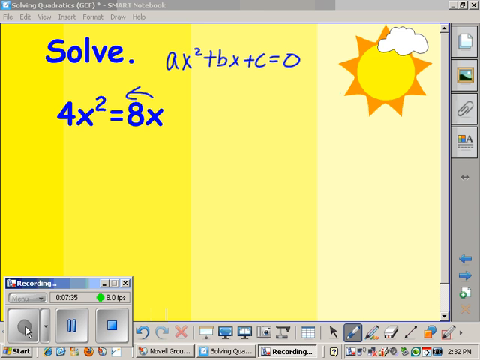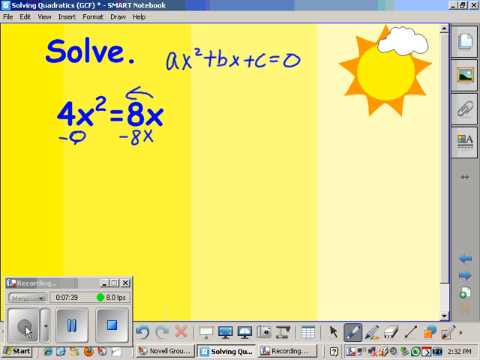Okay, so if we want to move the 8x over there, we're going to subtract it from the right side and move it over to the left. So then we'll put it in standard form. So it'll be 4x squared will stay first, and then the b term, or negative 8x, will be second. We don't have a c term, so at this point we can just set it equal to 0.